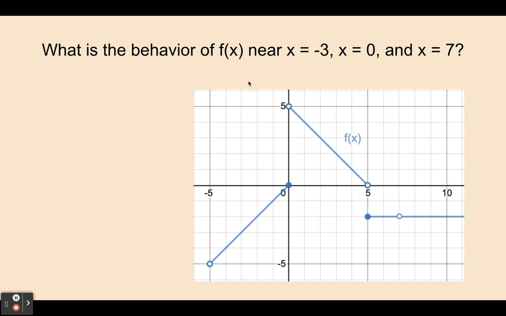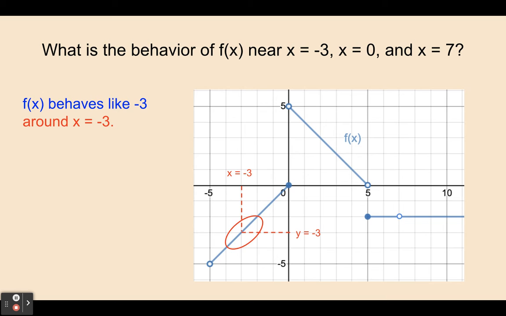Well, let's go to x equals -3 first. So right there, I'm going to look around -3. I want to go very close to -3, and then what does this look like? Well, as I come up here, it looks like the y values are going to approach -3. And as I come down here, it looks like the y values will approach -3. So it looks like this function behaves like -3 around x equals -3.